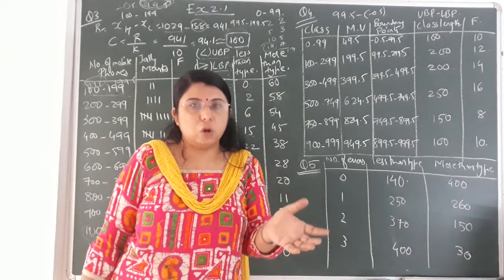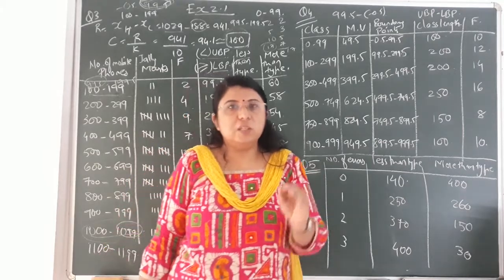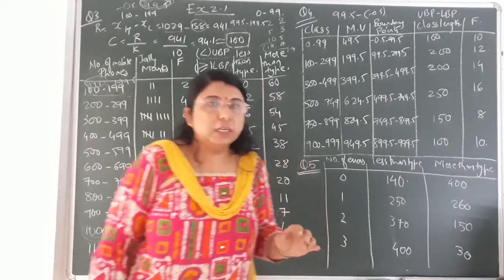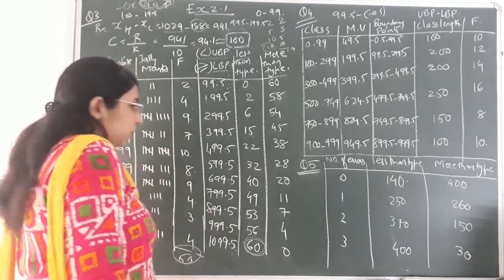You can see from the data that it is a discrete frequency distribution. The range is very small. The lowest value is 0 and the highest value is 3. It means it is a discrete frequency distribution. Now we have already studied how to find less than type and more than type in the case of continuous data. Right?